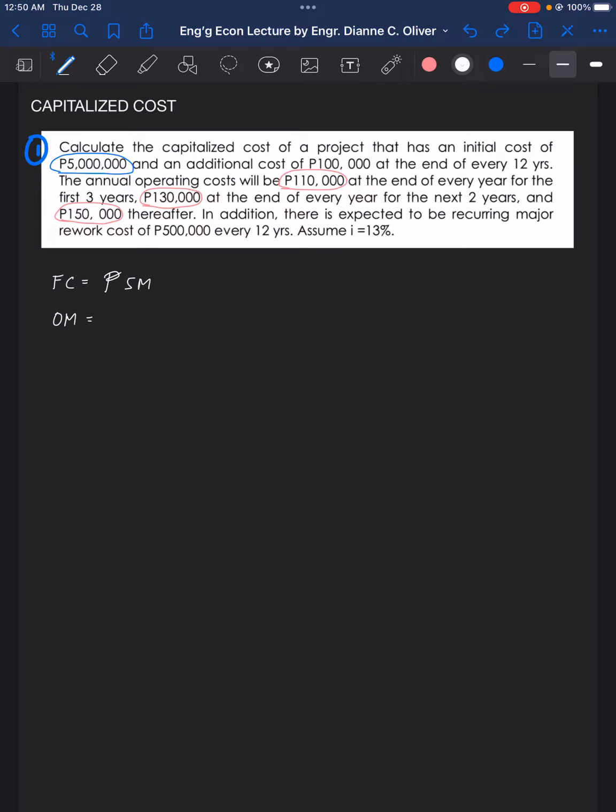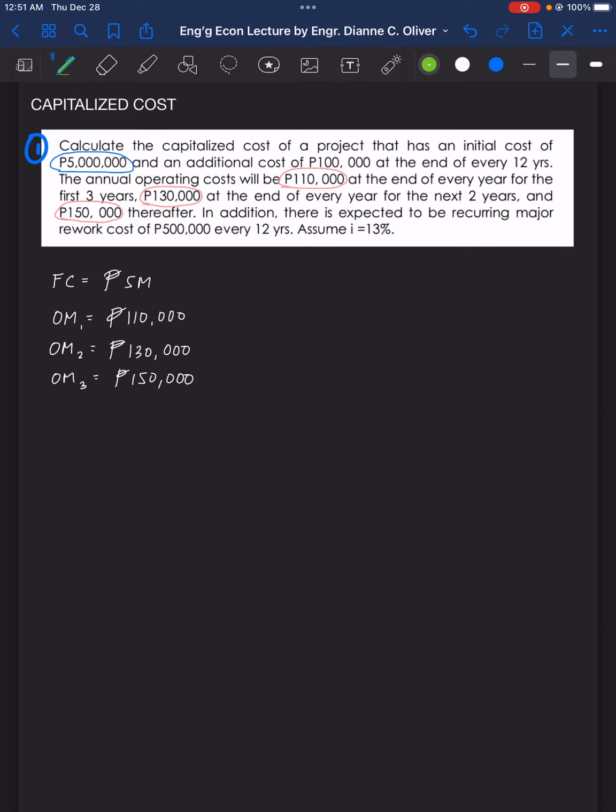So let's write down. We have here operation and maintenance 1. That is the 110,000. Then operation and maintenance 2, that is 130,000. Then operation and maintenance 3, and that is the 150,000 pesos. What's the next element for our capitalized cost? For the replacement cost, the RC. So we need to find the replacement cost.